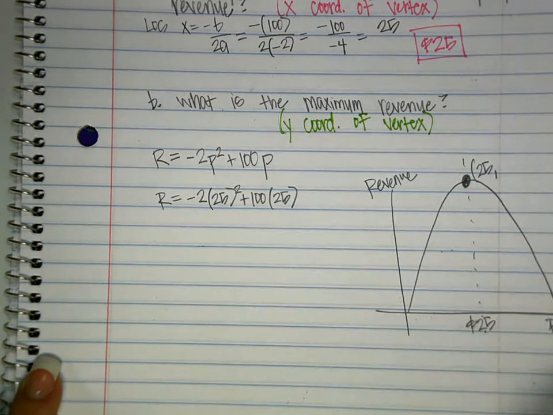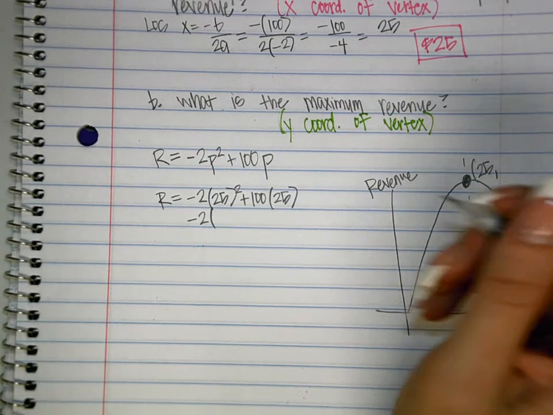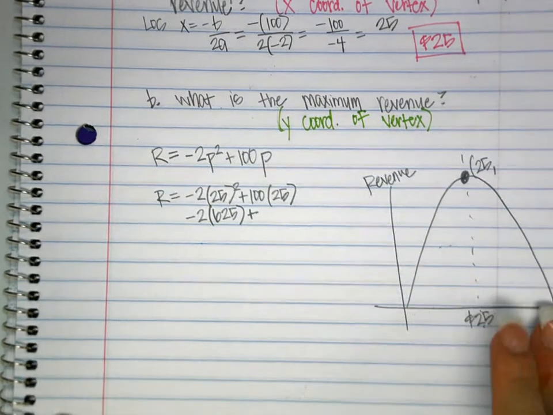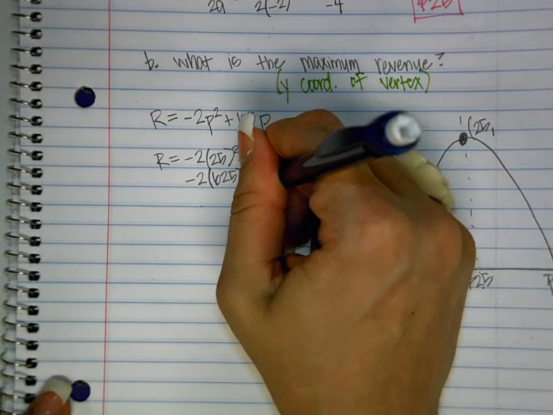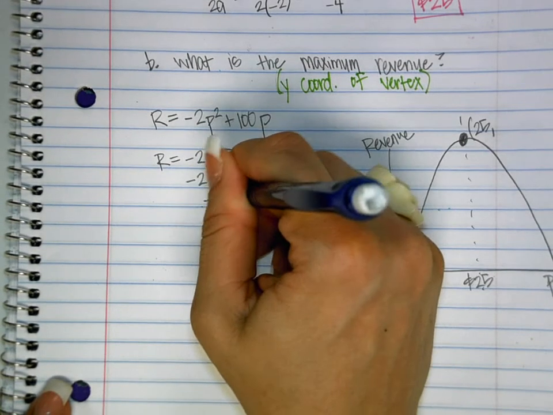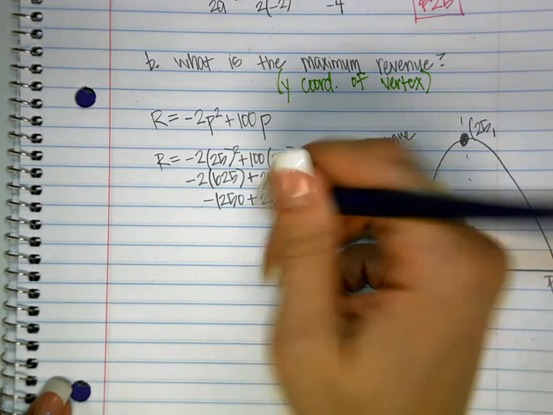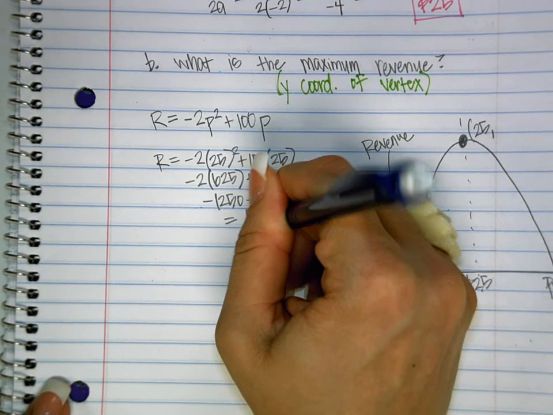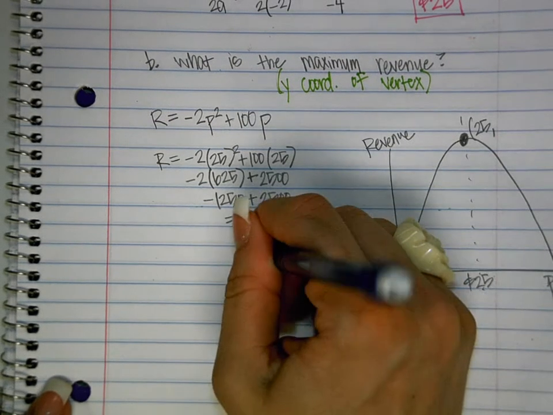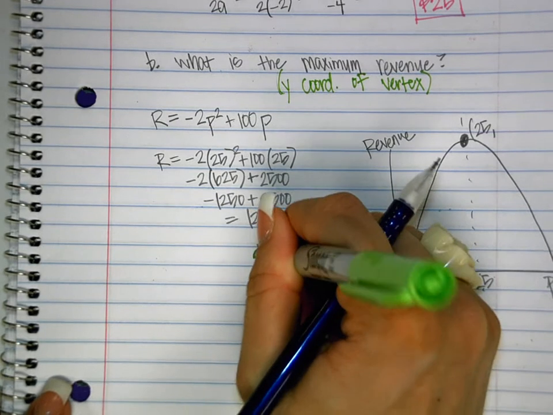If we work this out, we get negative 2 times, what's 25 squared? Anyone know? 625. Plus 100 times 25 gives you 2,500. So we got negative 1250 plus 2,500. If you add those together, we get $1,250. So what is the maximum amount of money I can make? $1,250. So the y coordinate is $1,250.